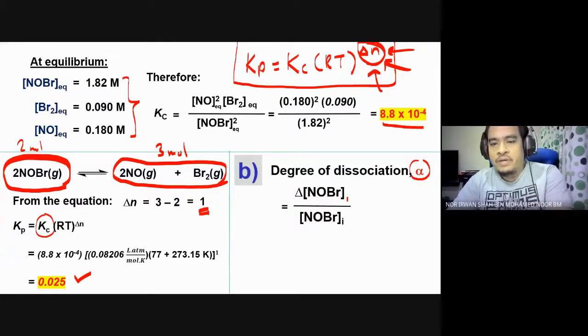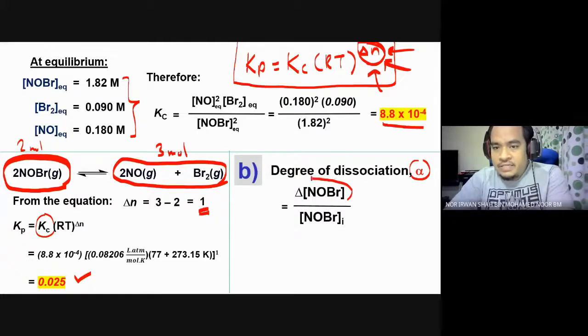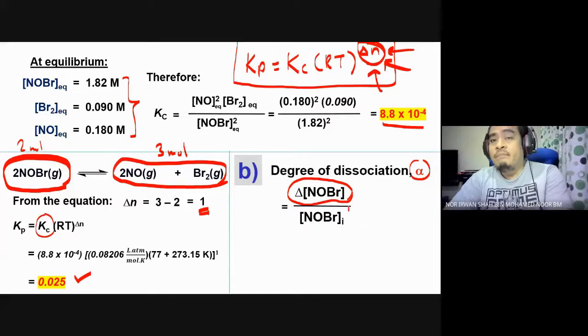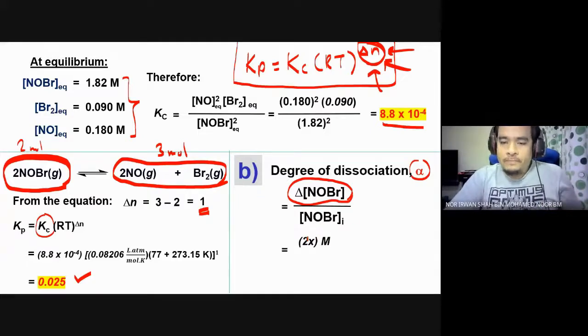You still remember? So what is the change of concentration of nitrosyl bromide? Remember from the ICE table, class, 2x minus 2x. So that is the change of the concentration of nitrosyl bromide. So we're going to, firstly, write it as 2x.